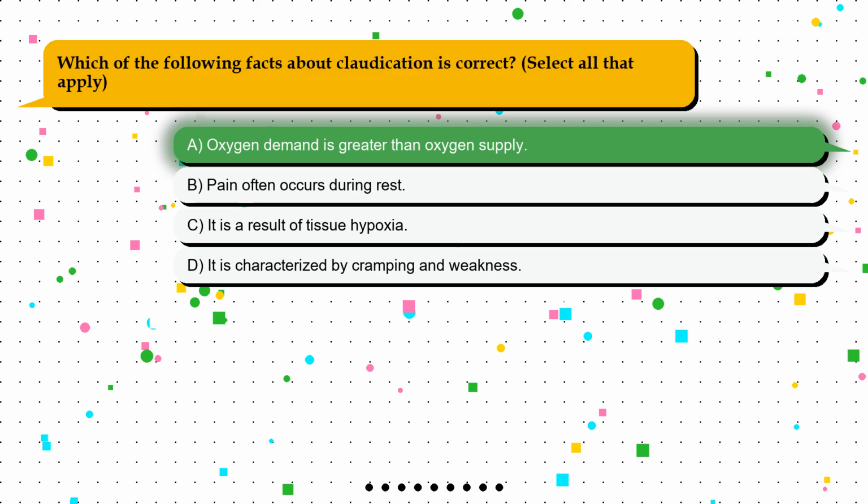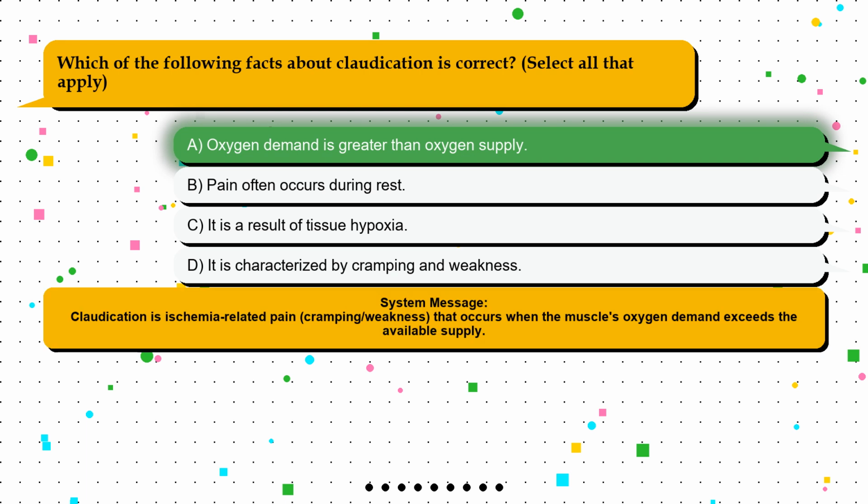The correct answer is option A. Oxygen demand is greater than oxygen supply. Claudication is ischemia-related pain, cramping and weakness, that occurs when the muscle's oxygen demand exceeds the available supply.